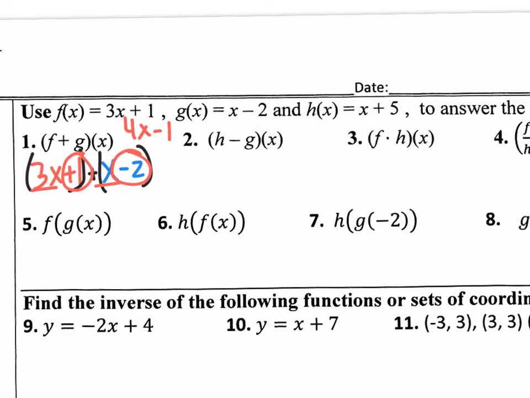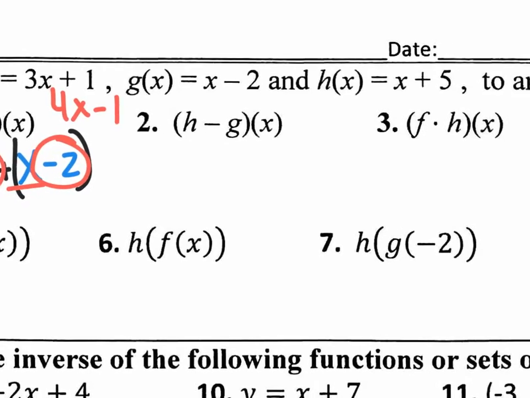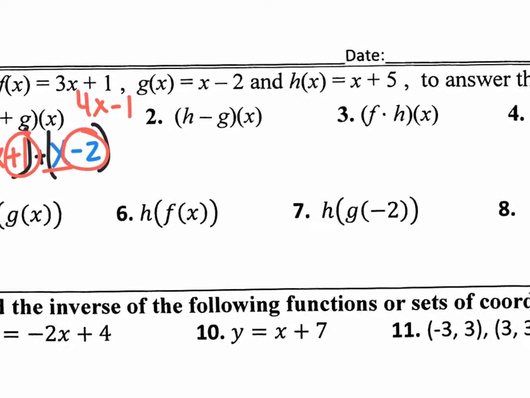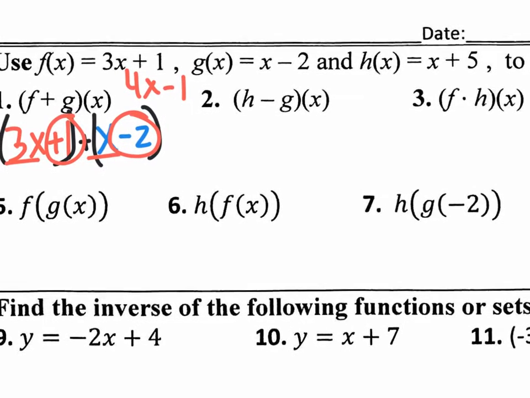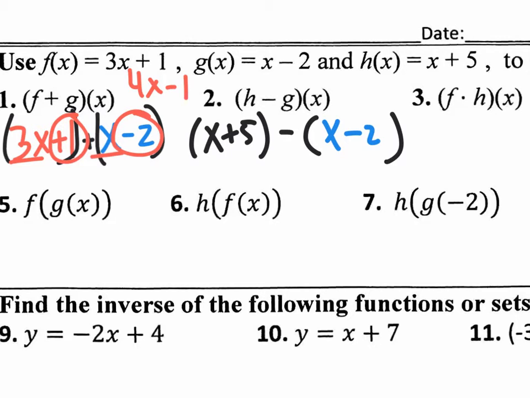Moving on to number 2. Are we cool with number 2, or should I explain number 2? Okay, so that one says h minus g of x. That notation is telling you to take your h of x function minus your g of x function. So this is f of x, g of x, h of x. You're going to take your h of x, which is x plus 5, and you're going to say minus your g of x, which happens to be x minus 2. So let's actually subtract these.